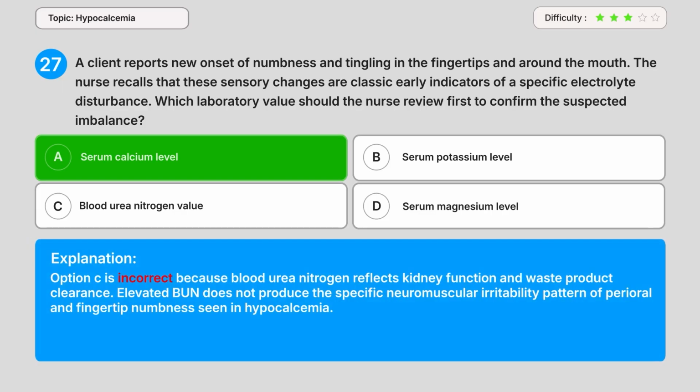Option C is incorrect because blood urea nitrogen reflects kidney function and waste product clearance. Elevated BUN does not produce the specific neuromuscular irritability pattern of perioral and fingertip numbness seen in hypercalcemia.